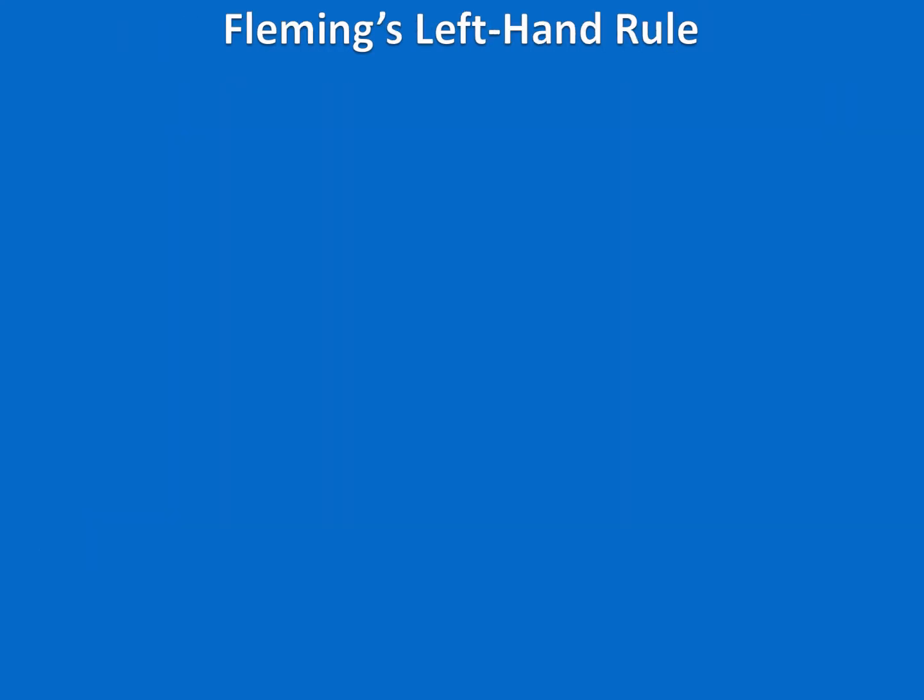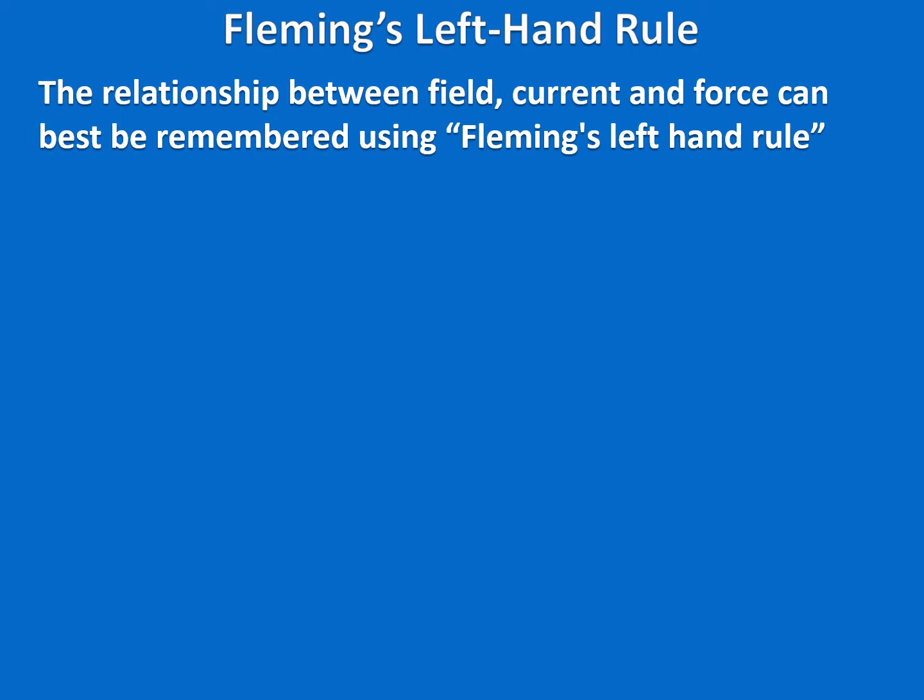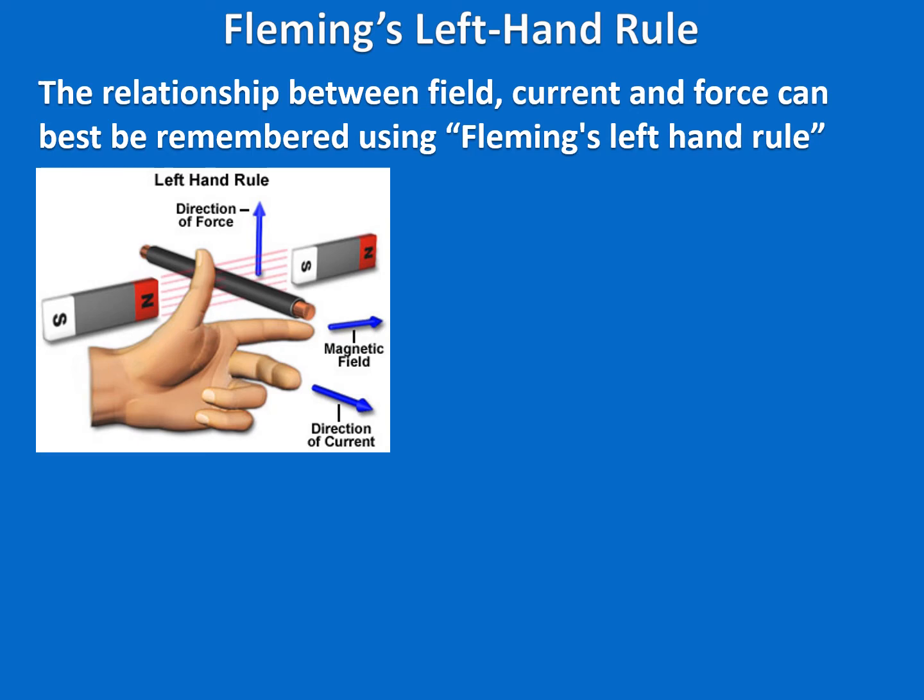Okay, so another rule that we need to know is Fleming's left-hand rule, and you'll use this for questions around this particular part of the topic. It's a relationship between the magnetic field, the current, and the force. The thumb is the direction of the force, your first finger is the magnetic field, and your second finger is the direction of the current.